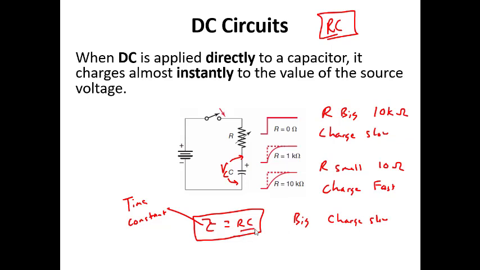If the combination of R times C is small, we would charge fast. It's a little bit confusing. It's an inverse relationship. The idea is if the resistance is higher, it will limit the current. And so when the resistance is large, we'd get a big tau, we'd have a slow charging. It would take a long time for the capacitor to charge up.